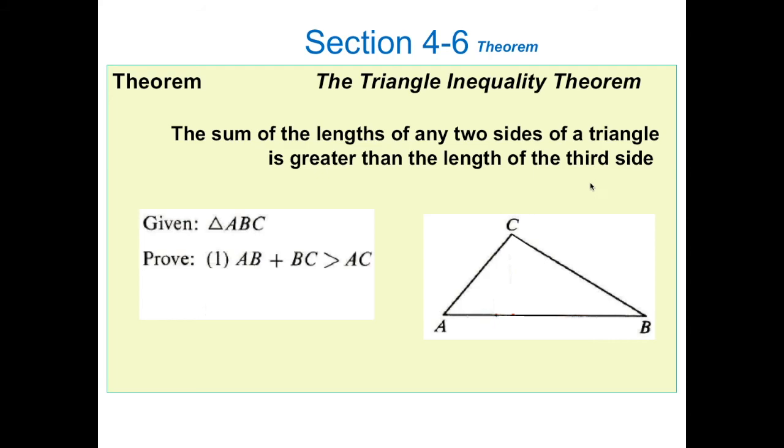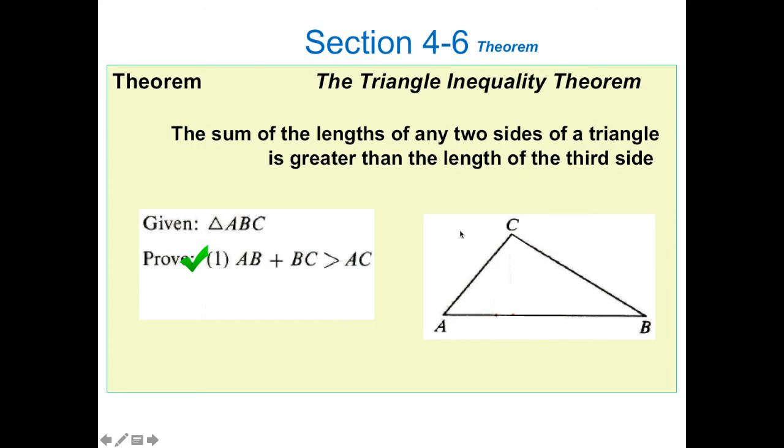So the way this is written, the sum of the lengths of any 2 sides of a triangle, that means let's pick any 2 sides randomly. So given any triangle at all, let's pick AB and BC. Those 2 sides, when added together, would have to be larger than AC. So length AB and length BC added together have to be larger than AC. Does that look true based on this diagram? Does AB plus BC look larger than AC? Yes, obviously it does look bigger here, okay?